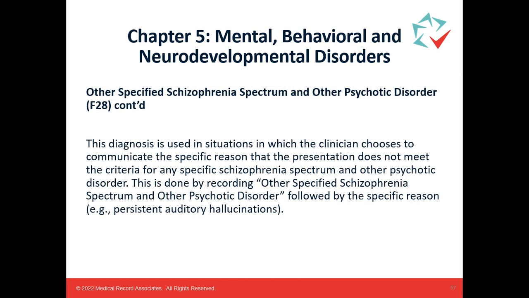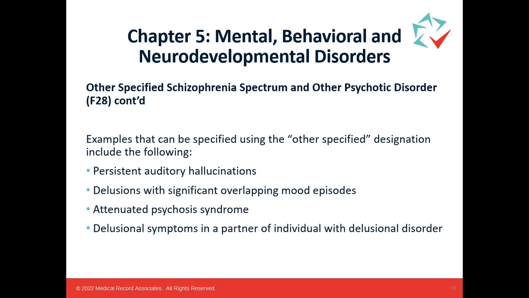The other specified schizophrenia spectrum and other psychotic disorder is used in situations when the clinician chooses to communicate the specific reason that the presentation does not meet the criteria for any specific schizophrenia spectrum and other psychotic disorder. So that's done by using the diagnosis other specified schizophrenia spectrum and other psychotic disorder, followed by the specific reason, like a persistent auditory hallucination, which is often common with this. Some examples that can be specified using that other specified designation are persistent auditory hallucinations, delusions with significant overlapping mood episodes, attenuated psychosis syndrome, or delusional symptoms in a partner of an individual with a delusional disorder.